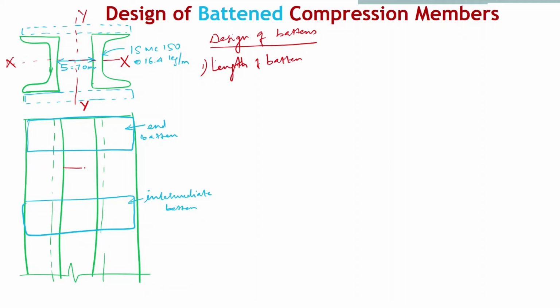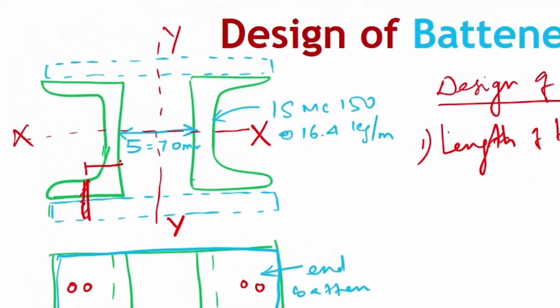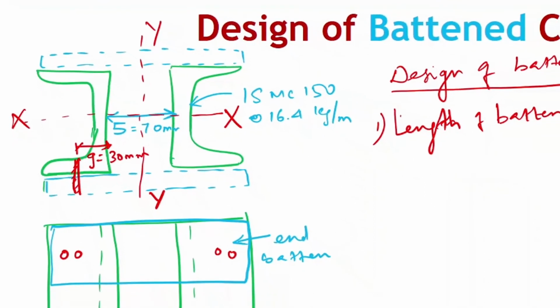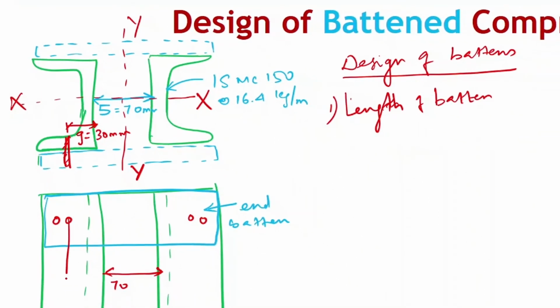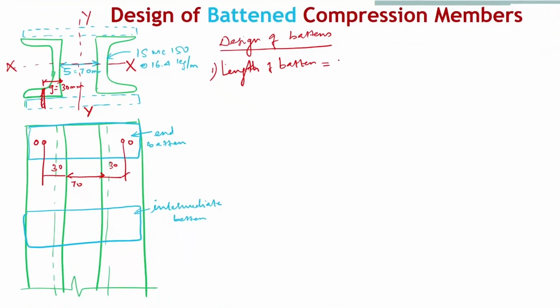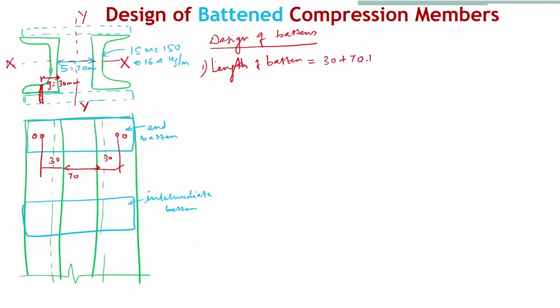What is the length of the batten? We know this distance is 70 mm, and we are going to connect using bolts. No matter how many bolts you provide, we are going to provide the first bolt at a gauge distance of 30 mm. So the length here is 30 and here is 30. So the length of the batten is 30 plus 70 plus 30, which is 130 mm.